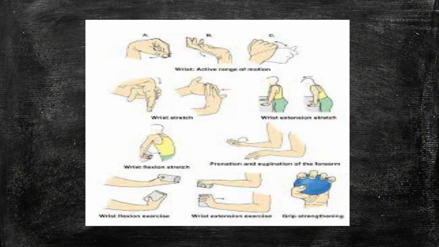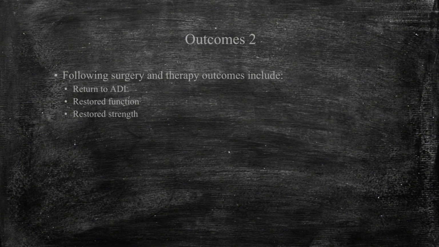These are some examples. We can see they are doing flexion, extension, and ulnar deviation. They got the stretches, and then some examples of strengthening exercises. The outcomes. Following the surgery and therapy, they can return to activities of daily living. They'll have restored function and restored strength.